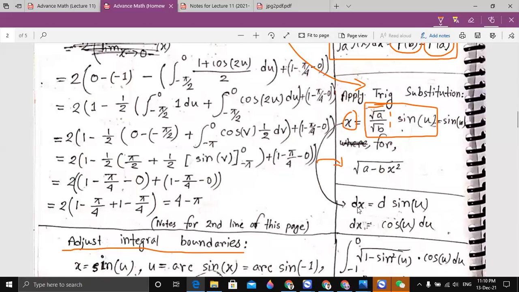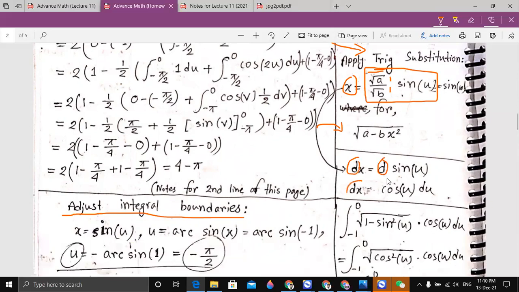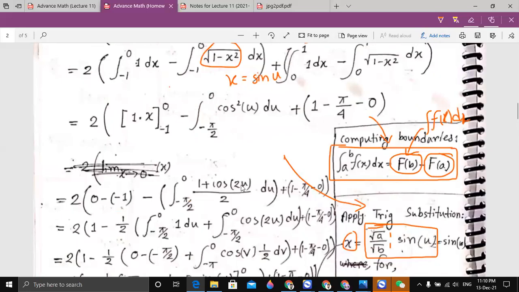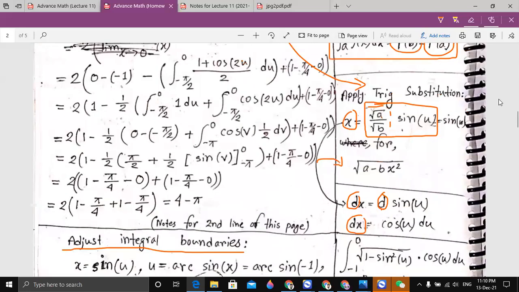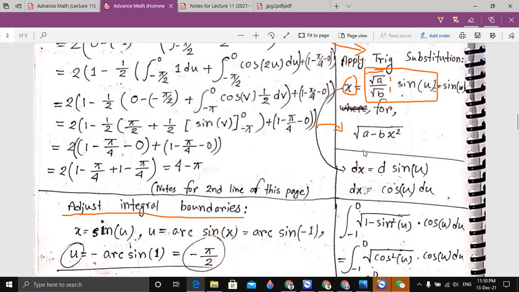So now we differentiate on both sides. It will become dx and d sine u. So d sine u means the derivative of sine u into du, right? So now we differentiate on both sides, dx and d sine u. Do you guys remember the formula?